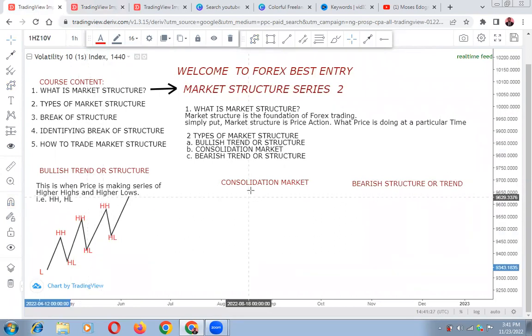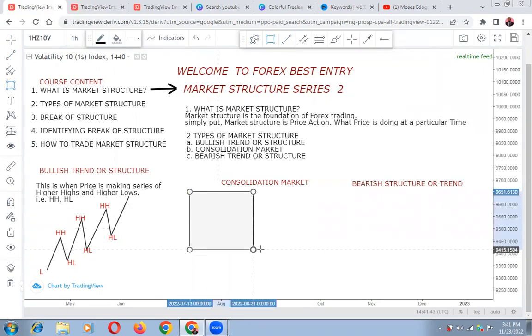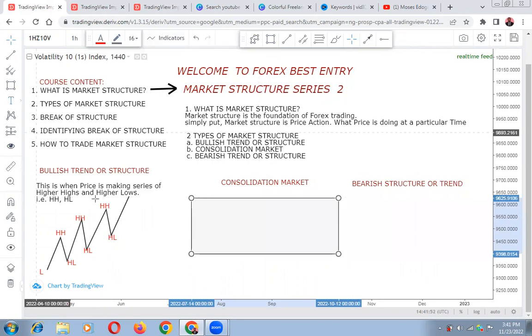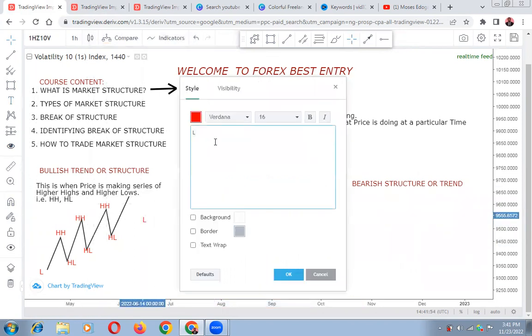All right, let's go straight to the next one, the consolidation market. Consolidation market is simply when price is within a zone. There is a zone, and then price is just moving within that place. In this place, price is just moving within the box. Price is just within this zone. So, consolidation market.